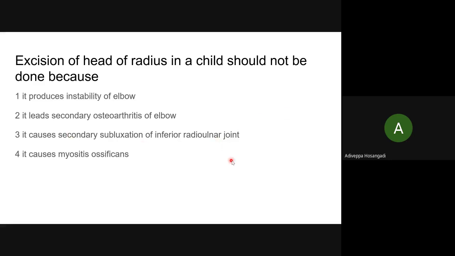There is one more important thing I want to mention: Essex-Lopresti fracture, where a radial head or neck fracture is associated with subluxation of the radioulnar joint. If you can remember, it will be good. Somewhere it will appear as an MCQ question.